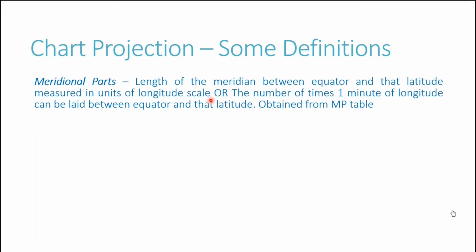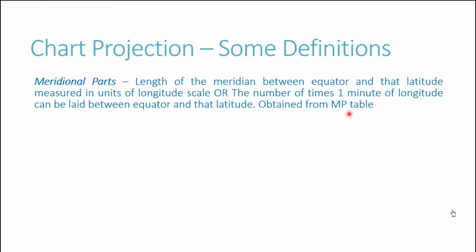Or you can also explain it in a different wording, in a different way. That is, the number of times 1 minute of longitude can be laid between the equator and that particular latitude. So the number of times you can place 1 minute of longitude from the equator up to a particular latitude is what we call meridional parts for that particular latitude. How do we obtain them?